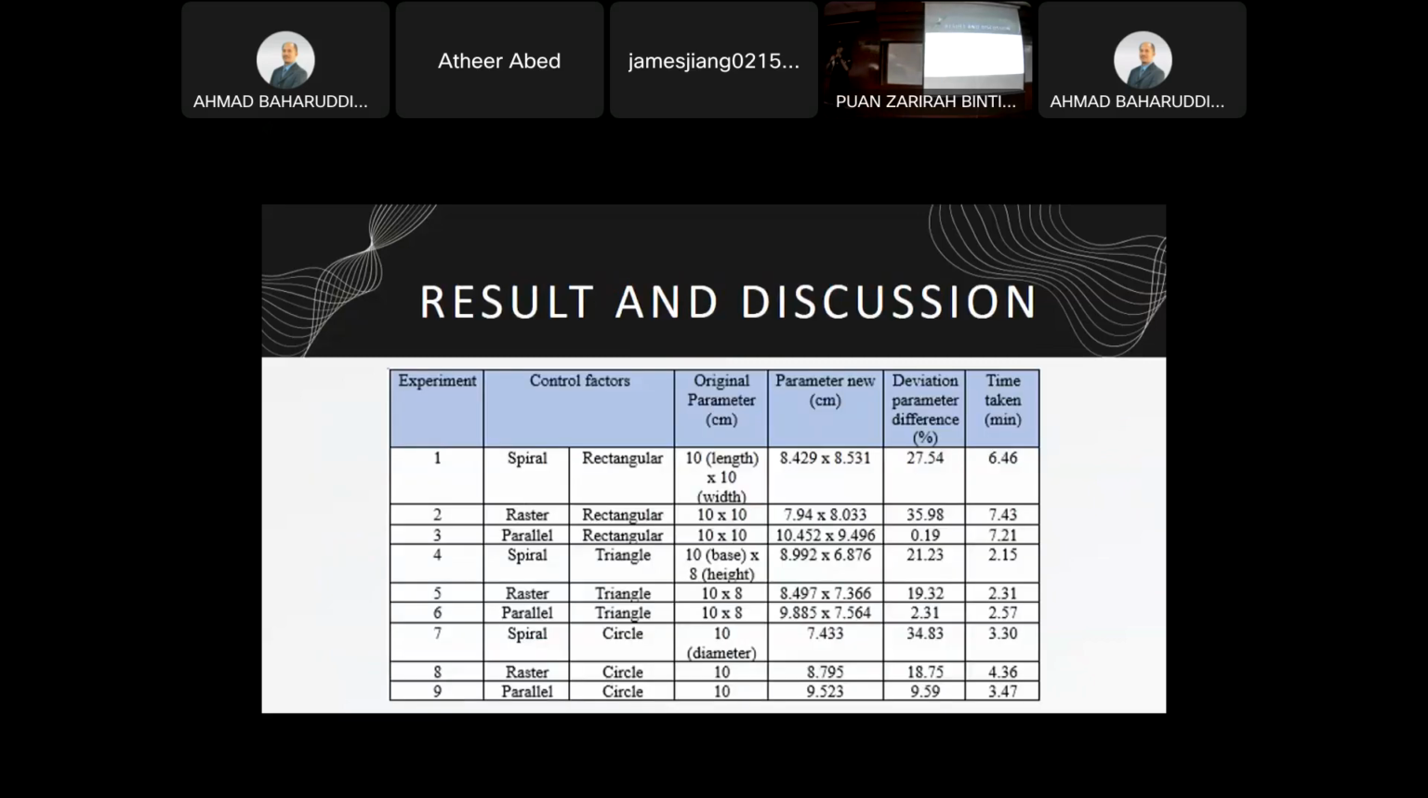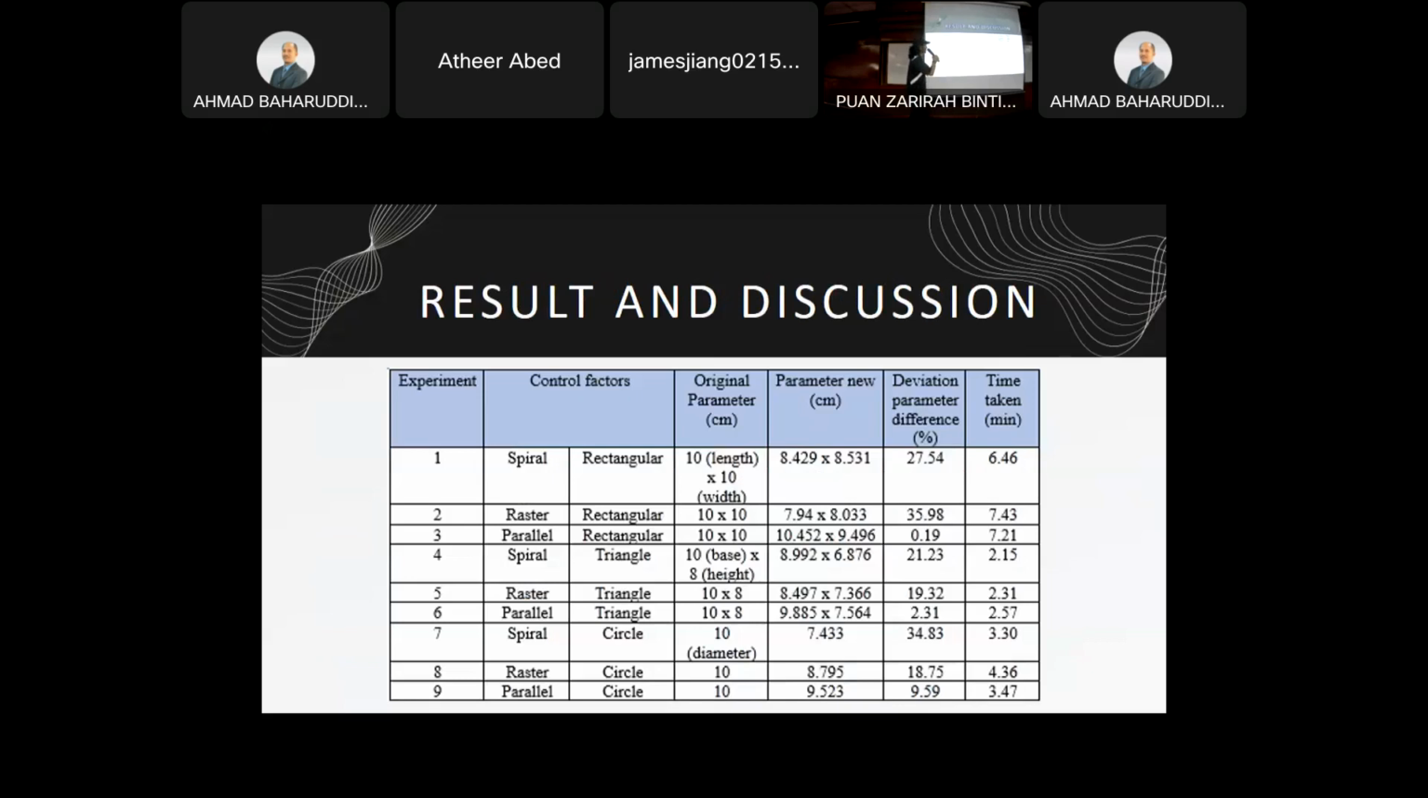So this one is the result and discussion of the 9 experiments with different control factors, and the original parameters that I have targeted for each shape and pathway: rectangular is 10 times 10 centimeter, the triangle is 10 cm for the base and 8 cm for the height, and the circle is 10 centimeter in diameter.